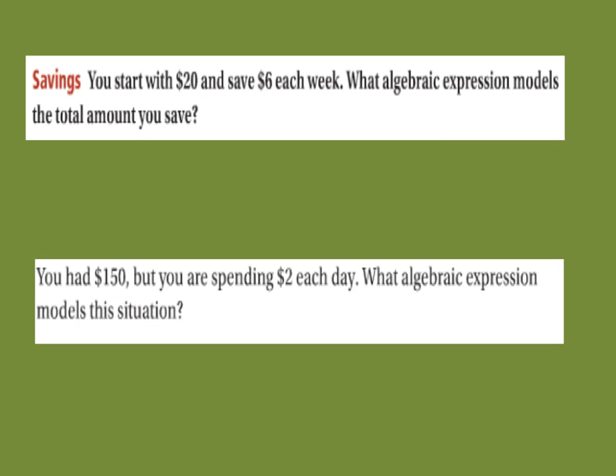Here you have to write an algebraic expression. You start with $20, so the $20 does not change. So I'm going to write down 20 right away, because that will not change. Each week you save $6, so you're adding to the 20. And each week, let's say, is modeled by an x, you're adding 6. So this is what the algebraic expression would look like. Try to attempt the next problem by yourself.